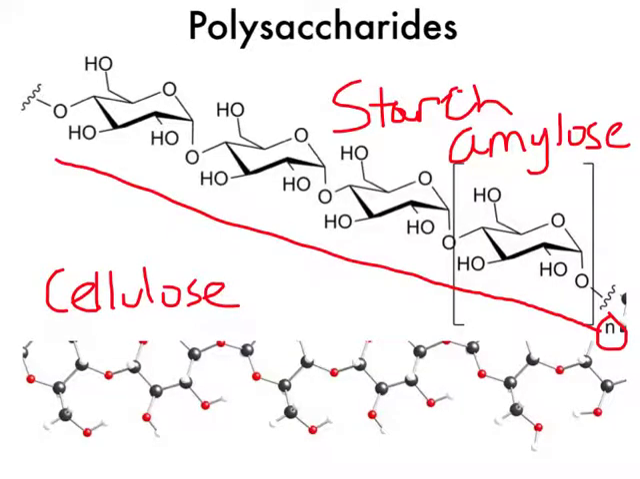And cellulose is a structural sugar found in plant cell walls. And it essentially keeps the plant cell from bursting. And it obviously has to have different properties than a storage sugar. It has to be structurally stable. So it involves glucose molecules put together in a different way.